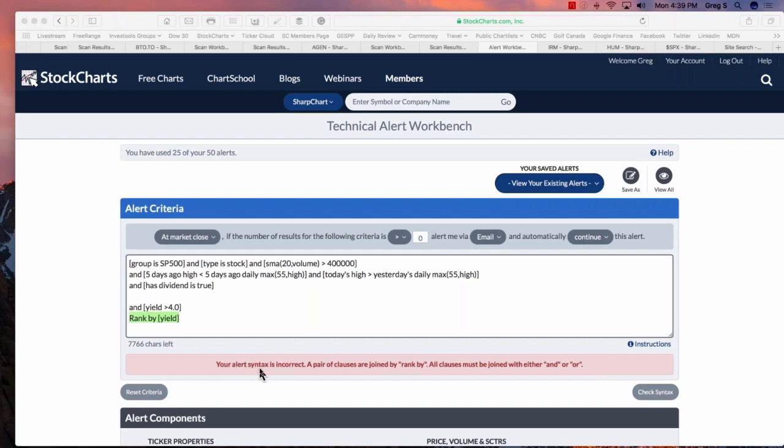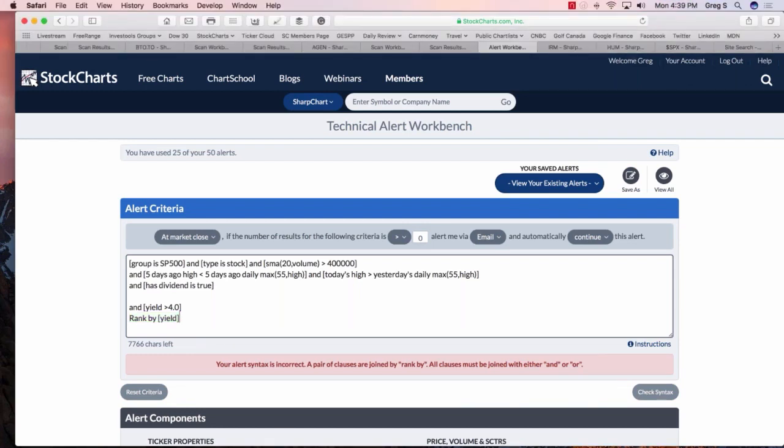Your alert syntax is incorrect. So not just a general, but the alert. And what it says is it must be joined with and or. And it makes sense. I can't use rank by when I'm doing the alerts. And the reason is because it's literally just running to say all of these stocks, and it's not putting them in a chart list or giving me a page. It's actually going to send me an email. So there's no way to rank it by that.